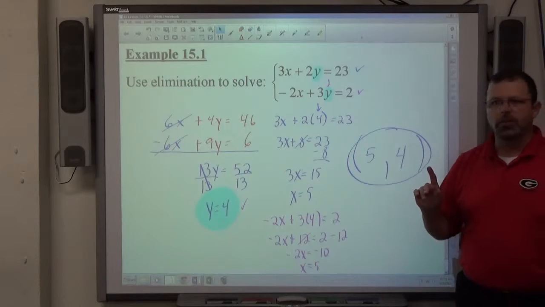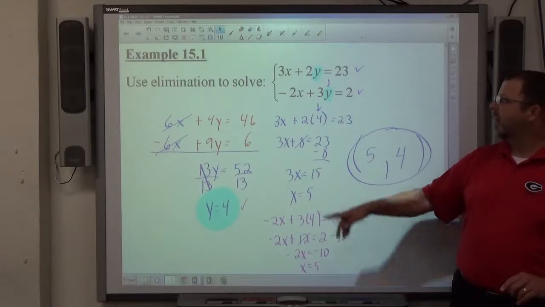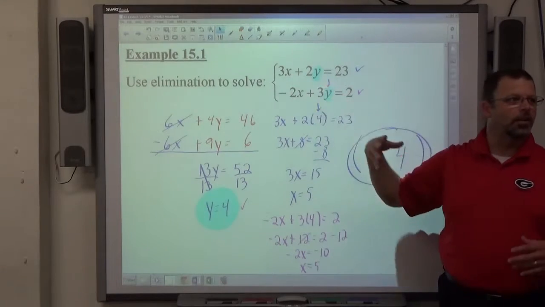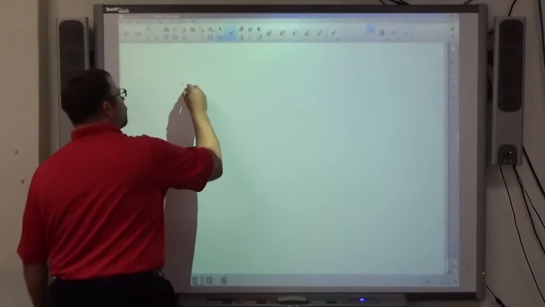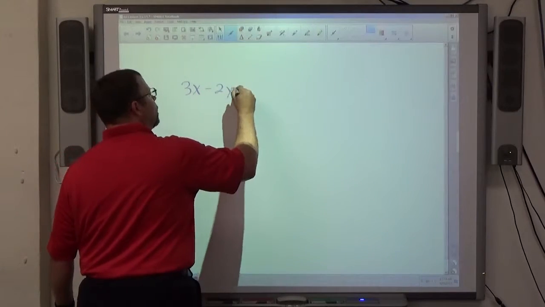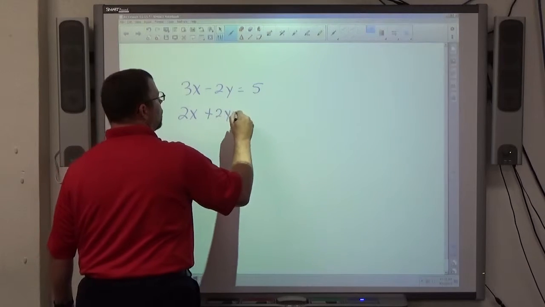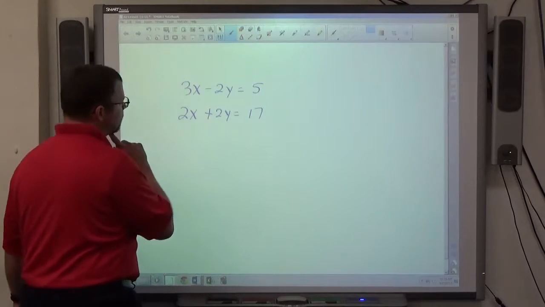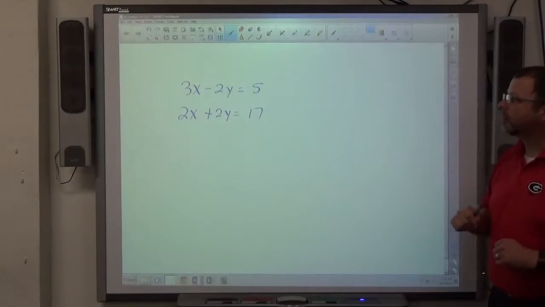One thing I will tell you, suppose you get some answer like x equals 2/17. You got to go back and put 2/17 in place of x here, and all of a sudden you got to deal with all these fractions. Let me give you an example like that real quick. 3x minus 2y equals 5, and 2x plus 2y equals 17. That'll work. Okay. So I'm doing that problem there.